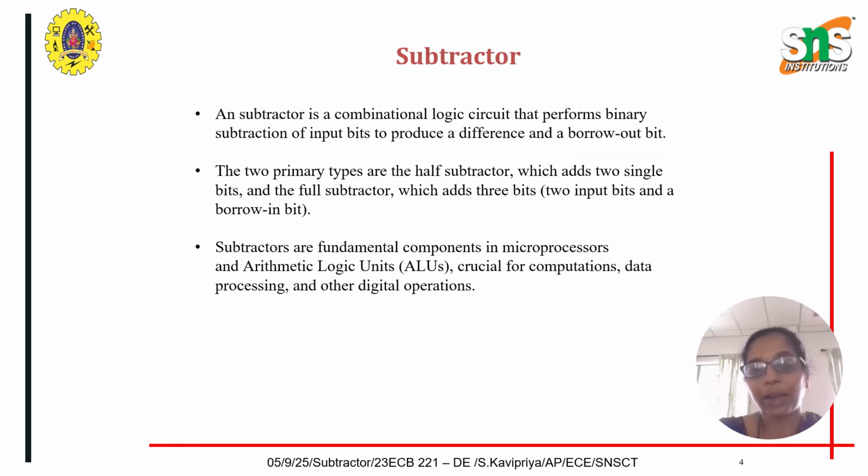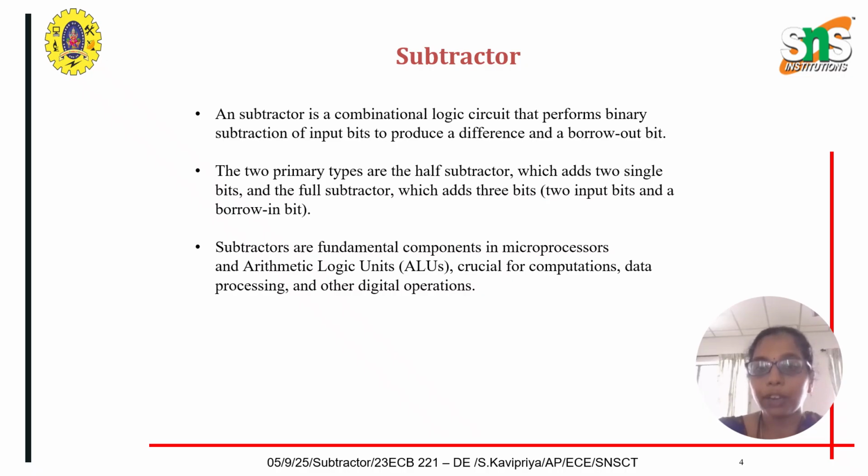So what is a subtractor? Subtractor is a combinational circuit which takes binary bits as an input and performs a subtraction operation on the binary inputs and produces an output. It produces two outputs, which are borrow and difference. So we have two types of subtractor. They are half subtractor and full subtractor.